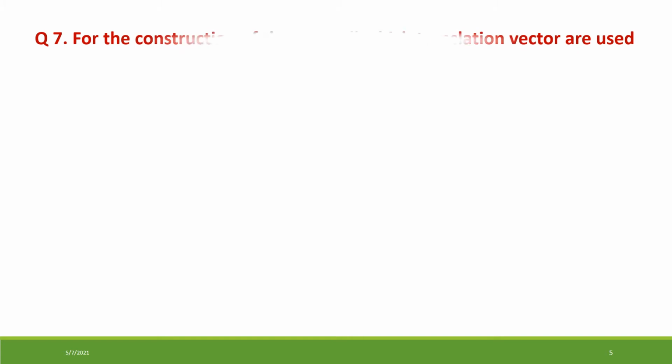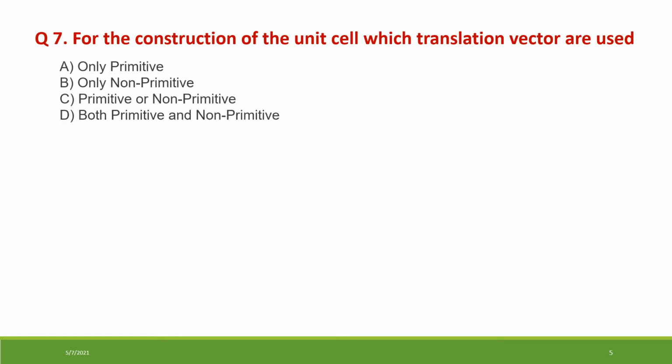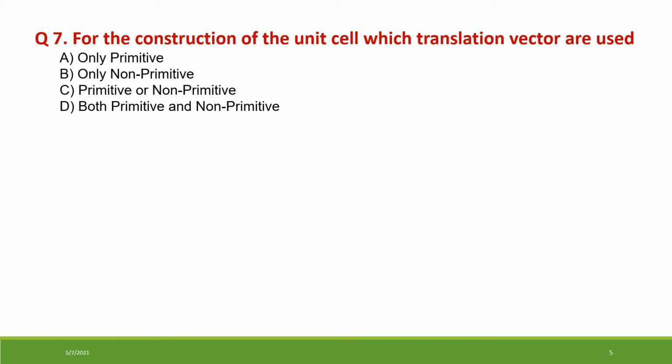Now, next question. For the construction of the unit cell, which translation vectors are used? And the options are A, only primitive, option B, only non-primitive, option C, primitive or non-primitive, and option D, both primitive and non-primitive. And the correct option is C, primitive or non-primitive.